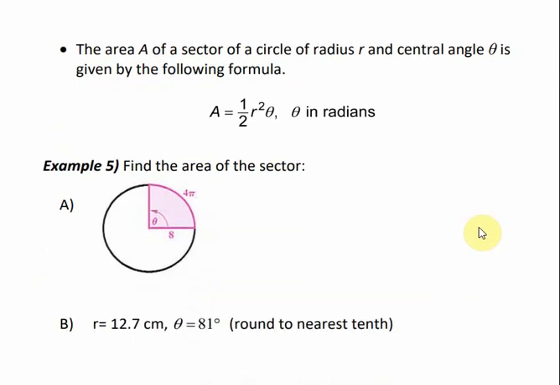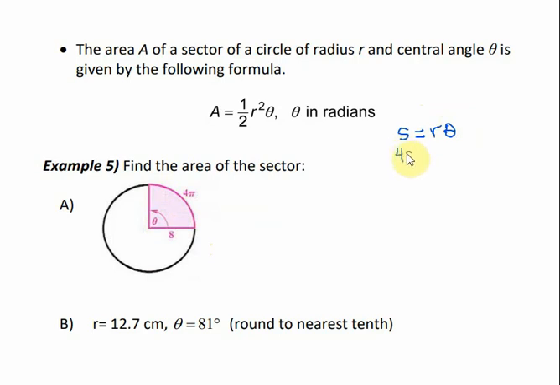So let's find the area of this sector. Okay, so to find the area of the sector, we have to have the radius and we need to know the angle measure. Well, we don't have the angle measure here. We have the radius and we have the length of the intercepted arc, but we don't have the angle measure. So we can find the angle measure by using that formula that we did before, S is equal to R times theta. Okay, so let's do that.